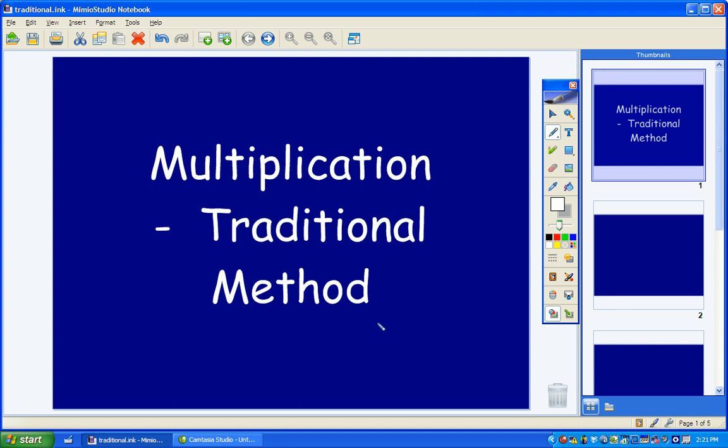Today we're going to be doing the traditional method of multiplication. This is the method that most of your parents know how to do. It's even the method that I was taught when I was in school. The traditional method, in order to do it successfully every time, you have to have a grasp of number sense.